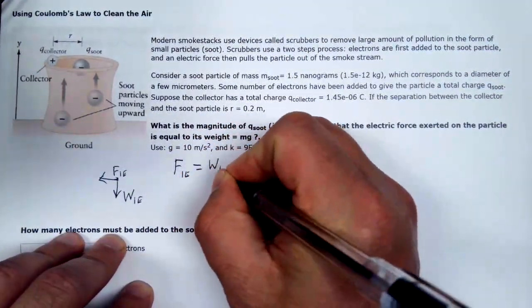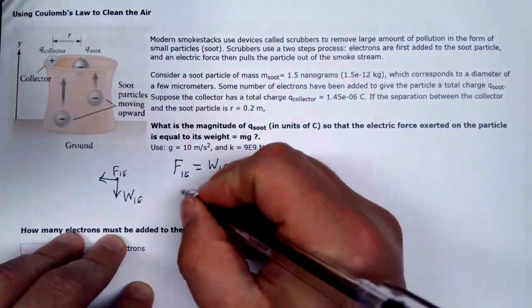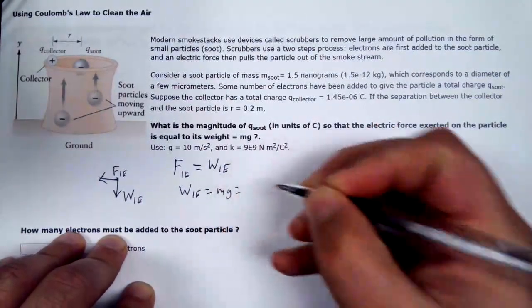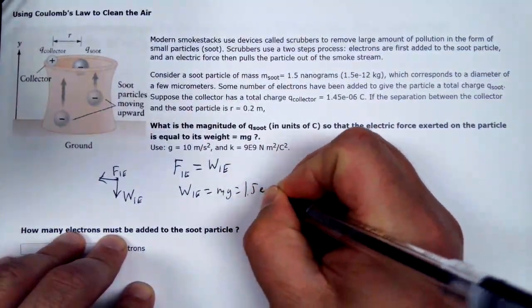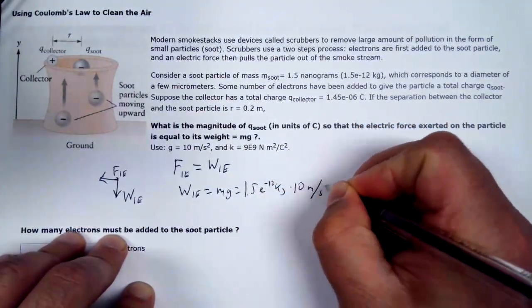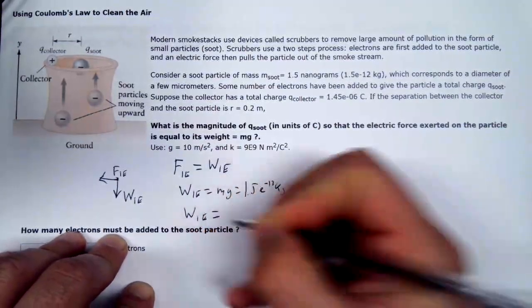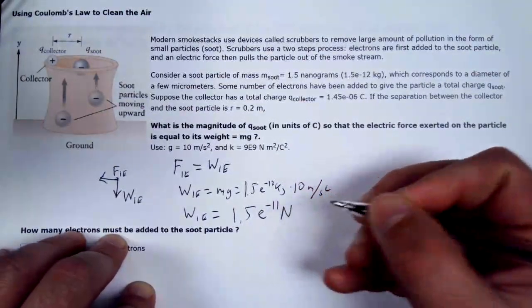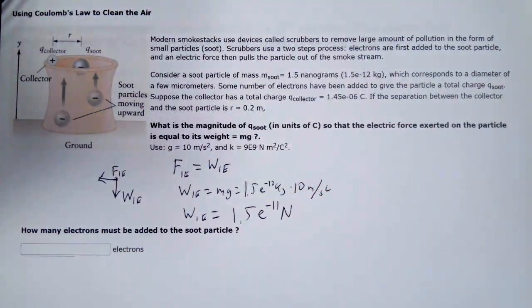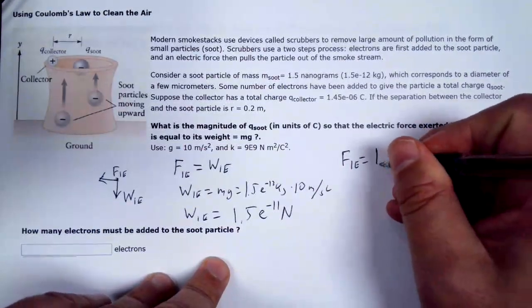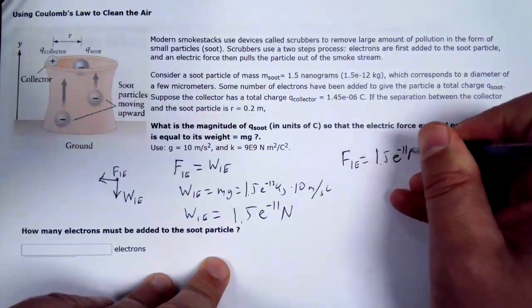F1e is equal to weight 1e. Weight 1e we know, so that is mg: 1.5 e to the minus 12 kilograms times 10 meters per second squared. So weight 1e is 1.5 e to the minus 11 newtons. Now we know that is also what force F1e is equal to: 1.5 e to the minus 11 newtons.